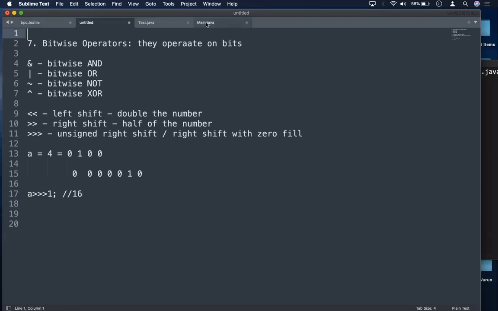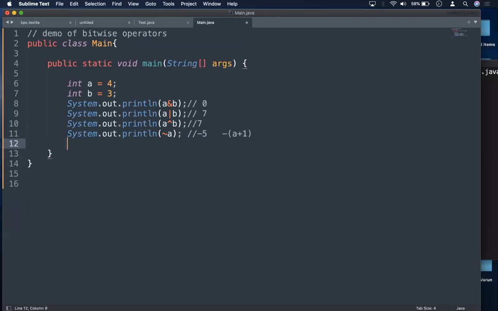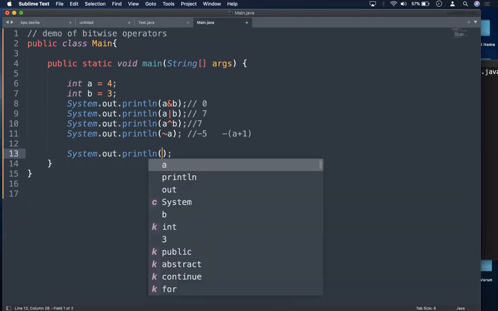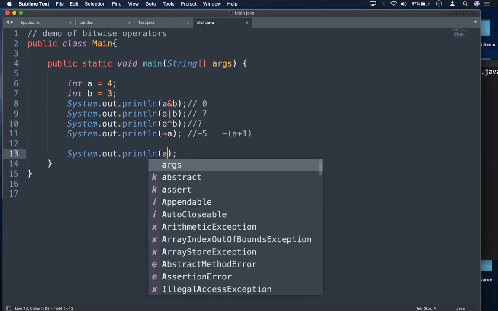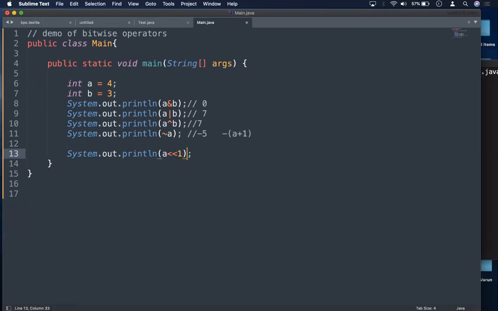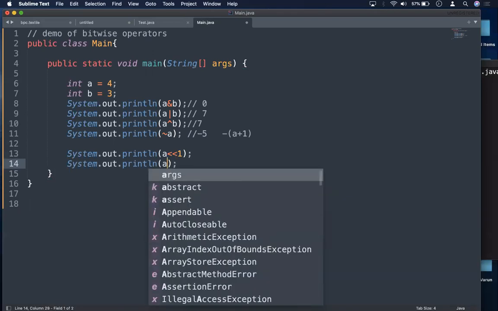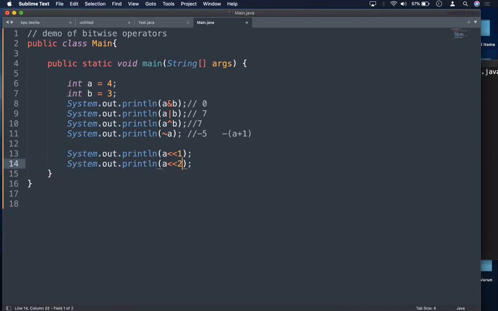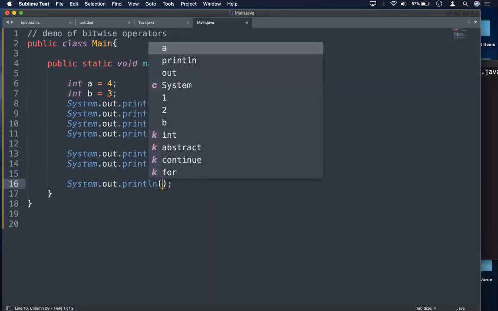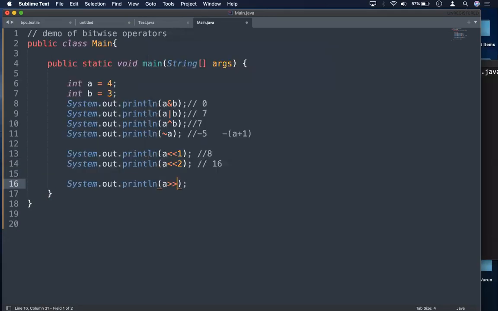With this, let's write simple statements and understand. I have 3 more print statements over here. First, I do a left shift by 1, and then a left shift by 2. So with a left shift by 1, the 4 will become 8, and that's the output we expect. The next is going to be 16. In the same fashion, I will have a right shift by 1.